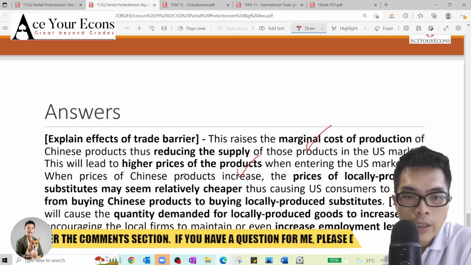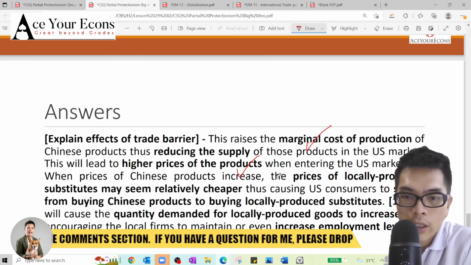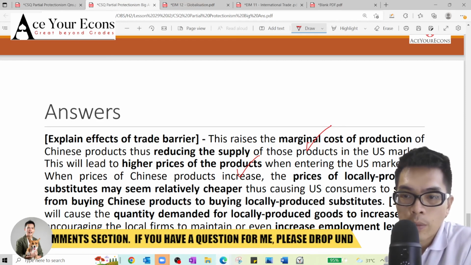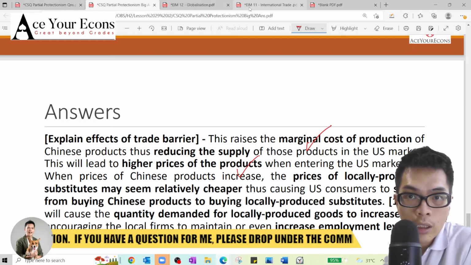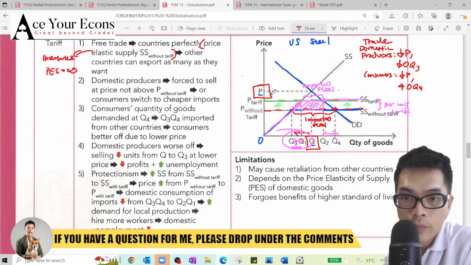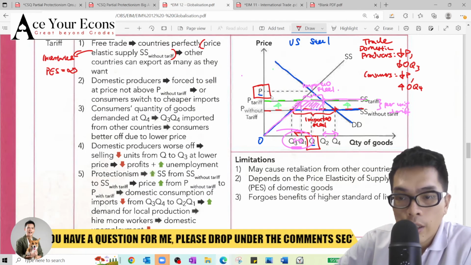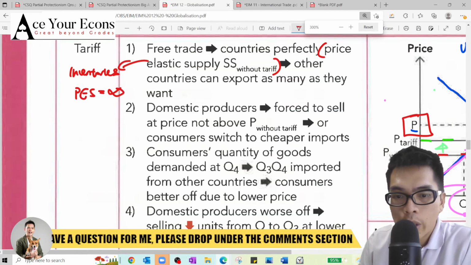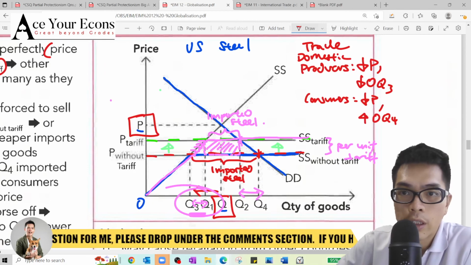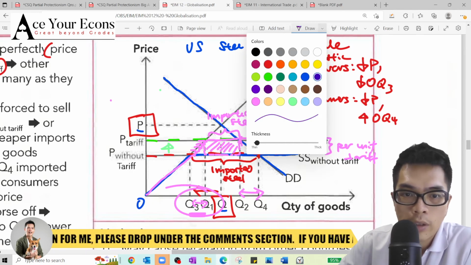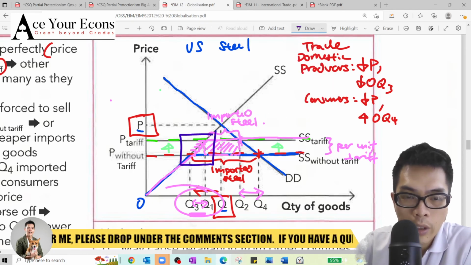Next, with prices of Chinese products increasing, the price of locally produced substitutes may become relatively cheaper. So you can see what I mentioned just now, this particular upward movement. Do you see this? I'm going to box this particular area down here.